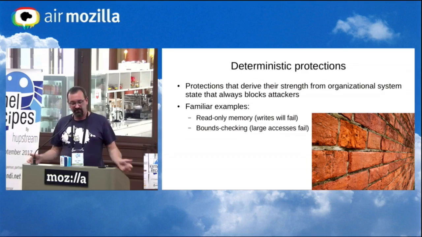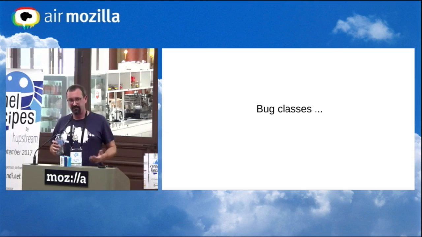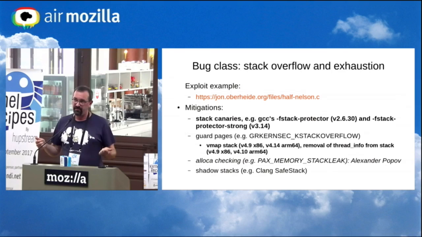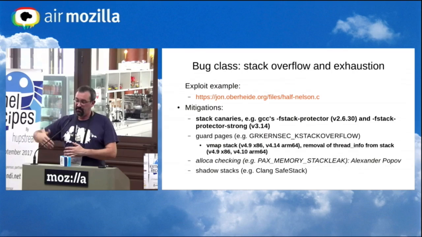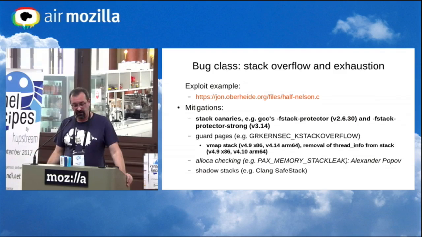So we move on to bug classes that we're trying to get rid of or that cause a lot of problems. We've got stack buffer overflows and stack exhaustion. These are two different things; I've sort of lumped them together here. We've got mitigations that we already have in the kernel. I've put those in bold because we actually have them. There's guard pages to detect when we've exhausted a stack and gone past the end of it. There was a version of this in grsecurity, and upstream has this now, the VMAP stack.